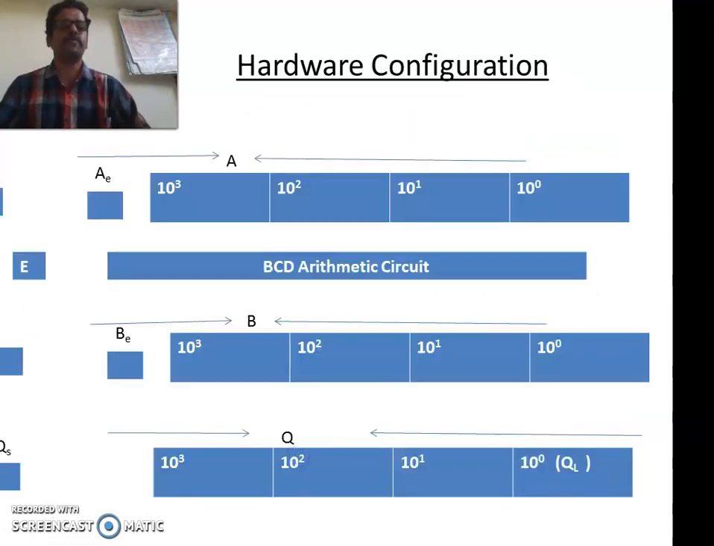This is the hardware configuration of our BCD multiplication algorithm. This is the AS, the sign digit of our register A. A is nothing but the overflow digit and these are all the 4 actual digits of register A. I have used the term sign digit as we have used a sign bit in case of binary numbers.